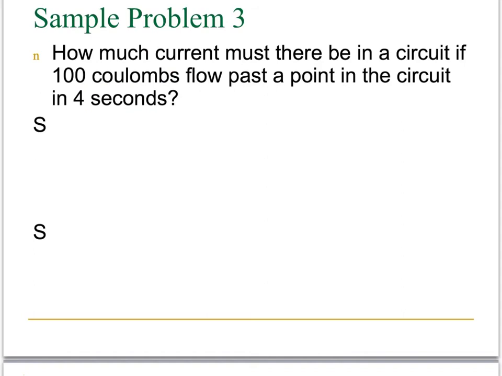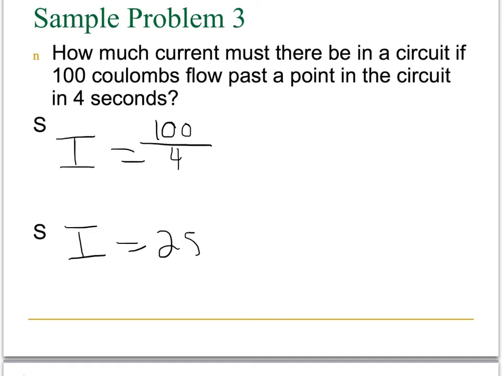Alright, the next step in our problem is to substitute. So we get I equals 100 coulombs divided by 4 seconds. And when we solve that, we get I equals 25 amps, or amperes.